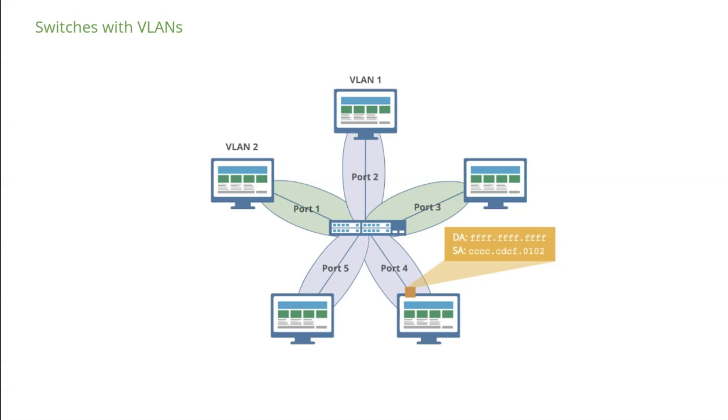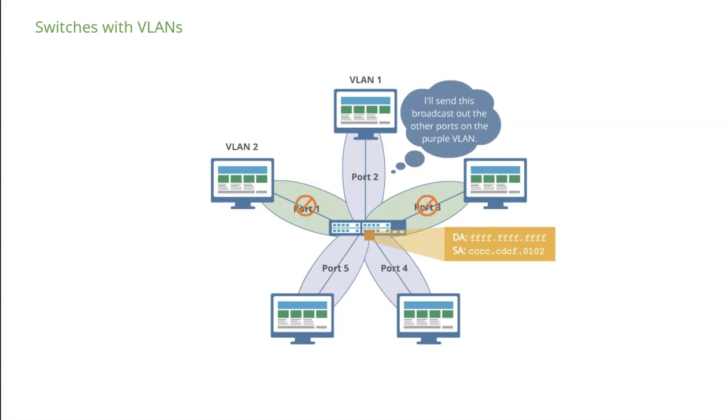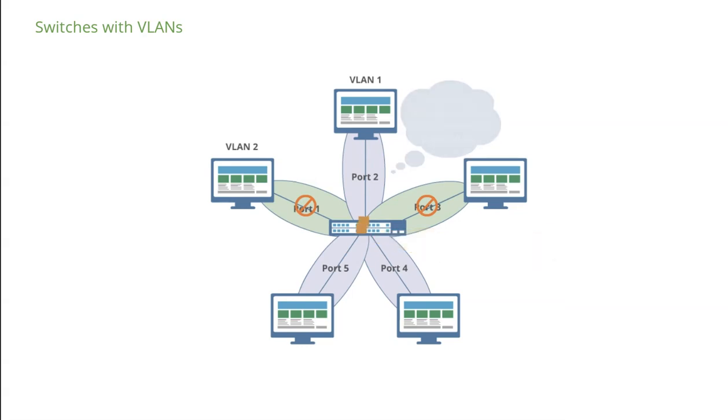If a device on the purple VLAN sends a broadcast, the switch sends the broadcast out only the ports configured on the purple VLAN. The switch doesn't send the broadcast out the green ports even though they are on the same physical switch. When devices on different VLANs need to communicate, even if they are on the same switch, a router must be used. We discuss routers in the next section. A more detailed discussion of VLANs is beyond the scope of this course.